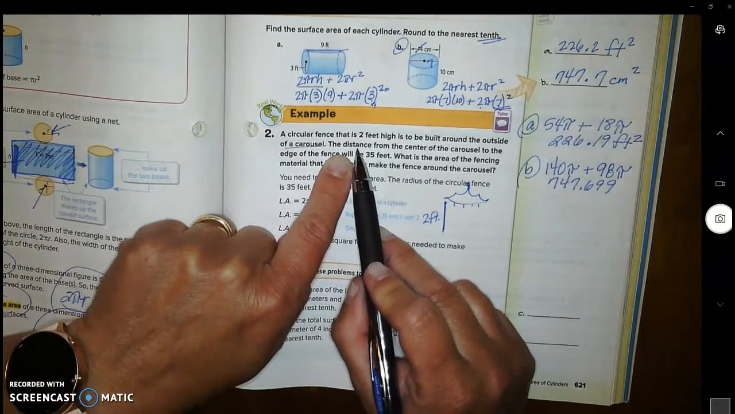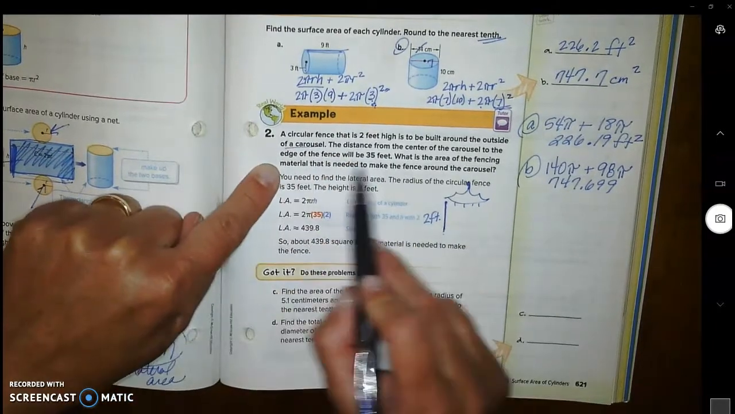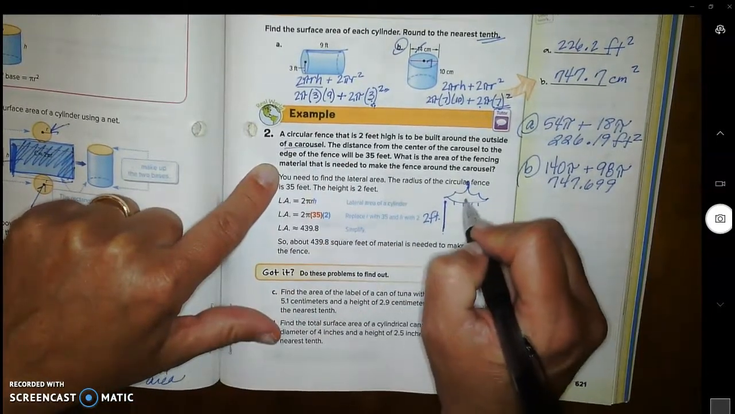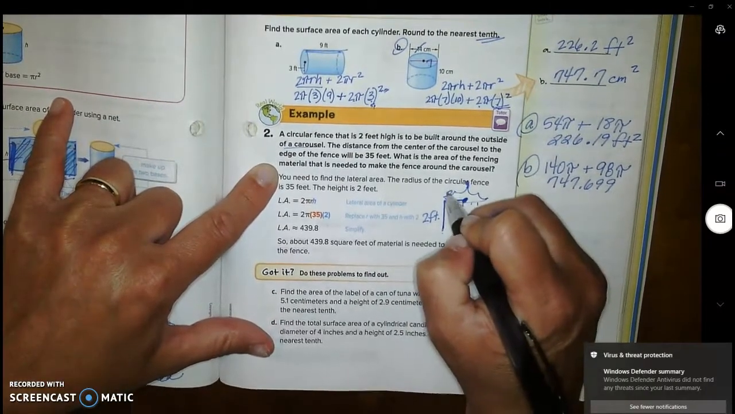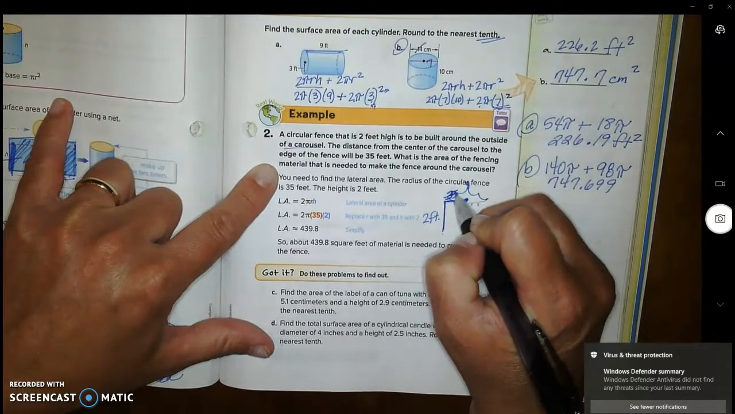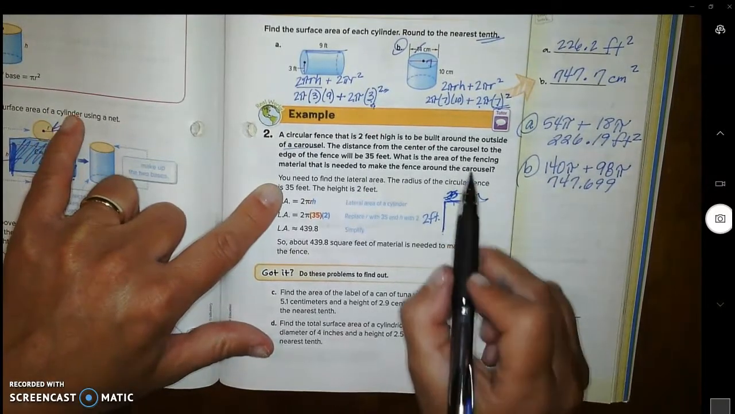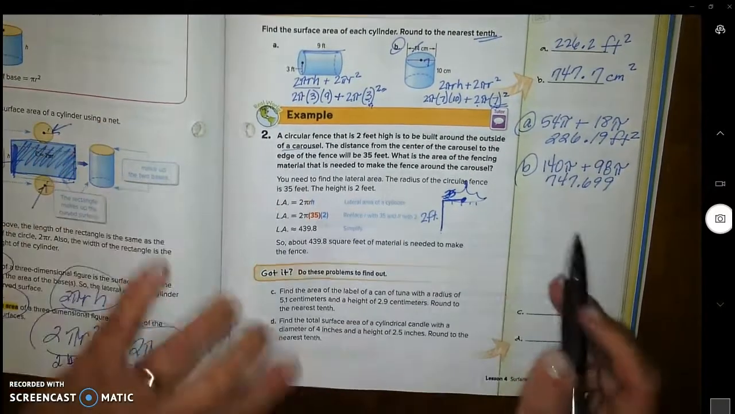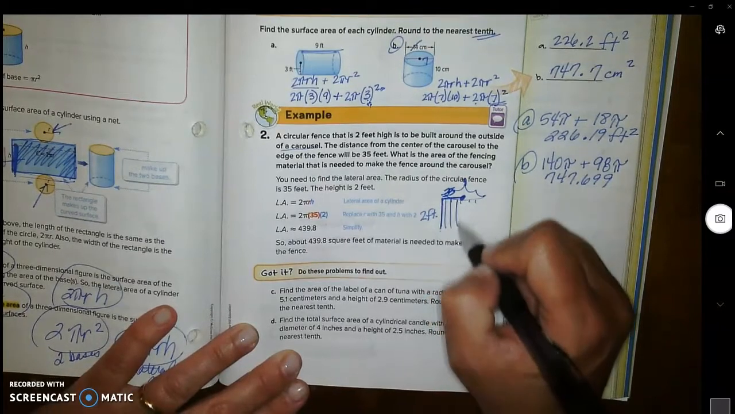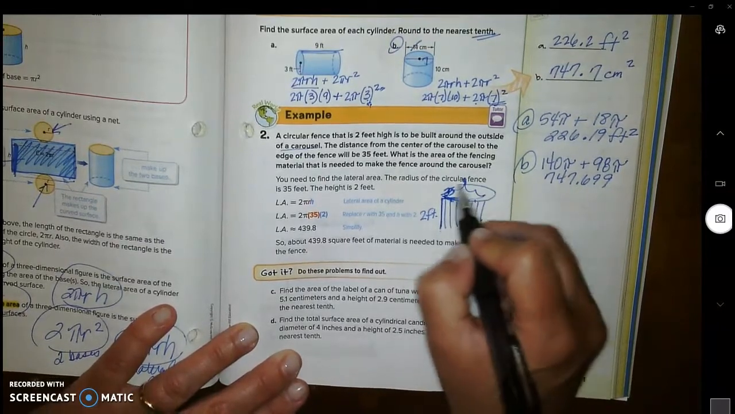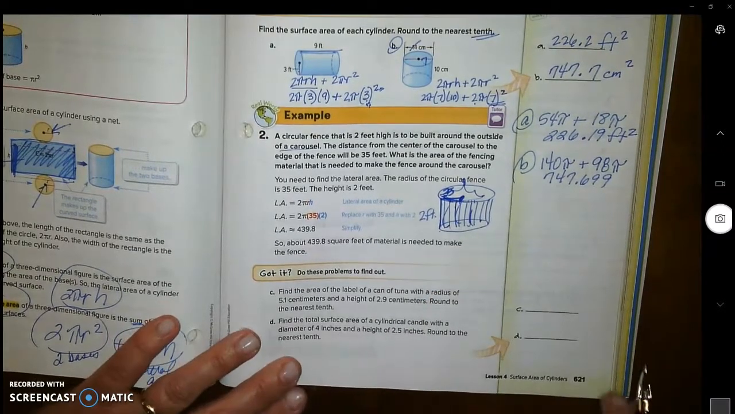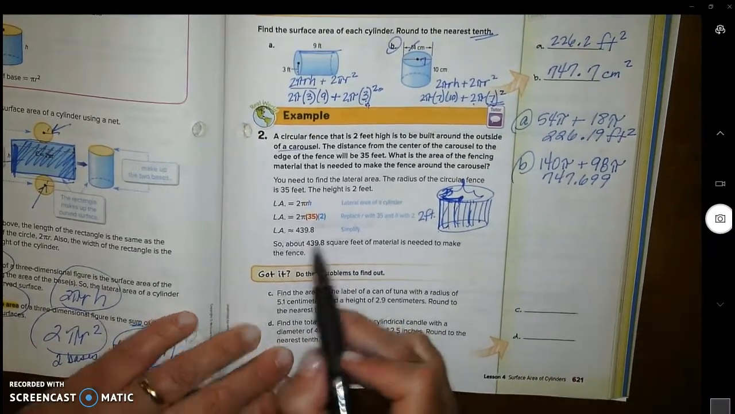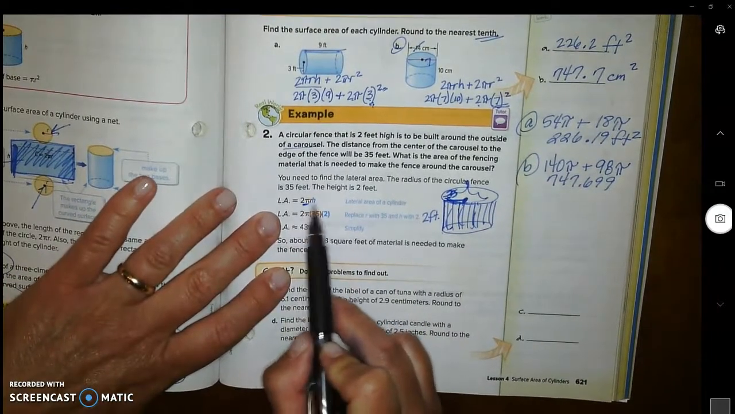So it says the distance from the center of the carousel to the edge of the fence is going to be 35 feet. So from the center out is going to be 35. So it looks like that's our radius. And then it says, what is the area of the fencing that is needed? And so there's going to be this fence, and it's going to go around this carousel, okay? So let's figure out 2 pi rh.